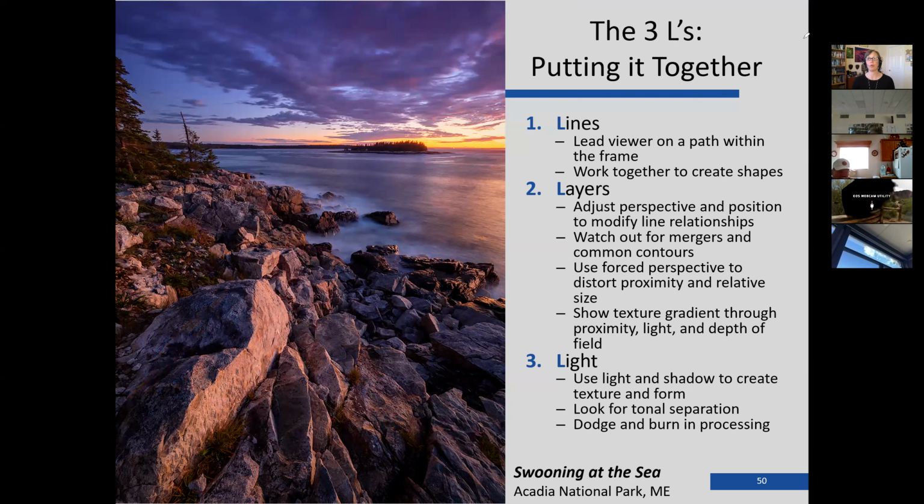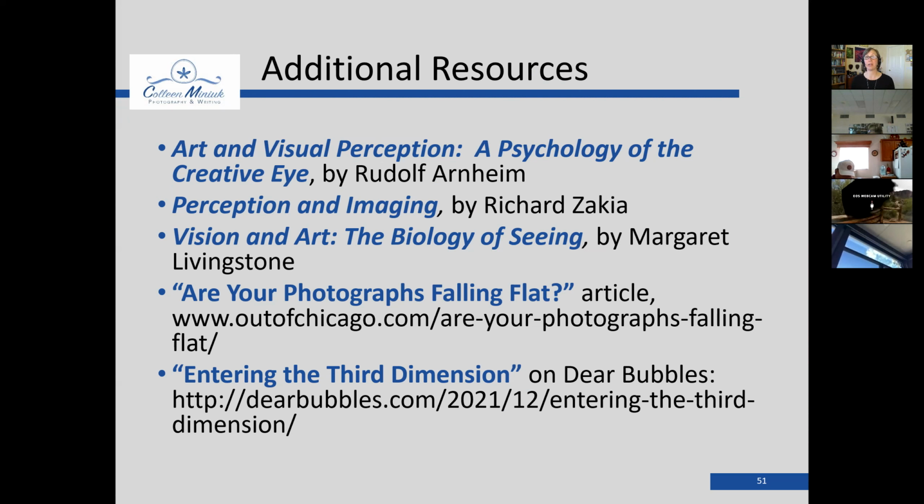If you would like some additional resources on this, there are a number of books out there, one by Arnheim, Art and Visual Perception. There's Perception and Imaging by Richard Zakia. Art and Visual Perception is kind of the Bible for this kind of stuff, and it's just kind of an academic read. It's a bit of a slog to get through. Really great and important information, but it's a bit of a slog. Whereas Richard was a student of Arnheim, and he wrote a book. He happened to be also a photographer, so he wrote Perception and Imaging, and if you can get your hands on it, that's maybe a little bit more of a Cliff Notes version of Art and Visual Perception.